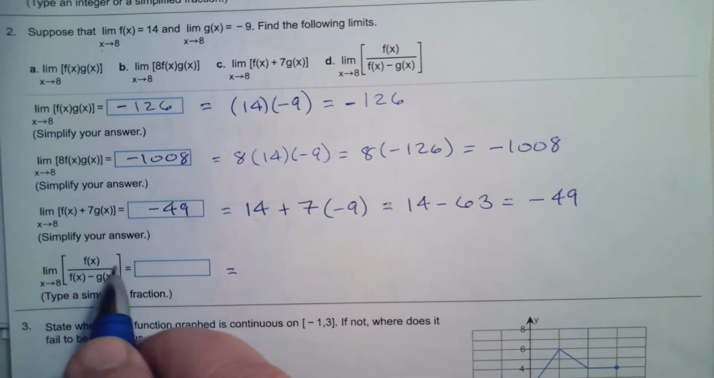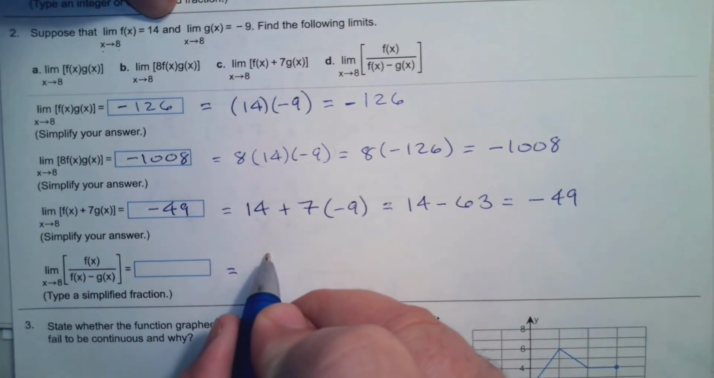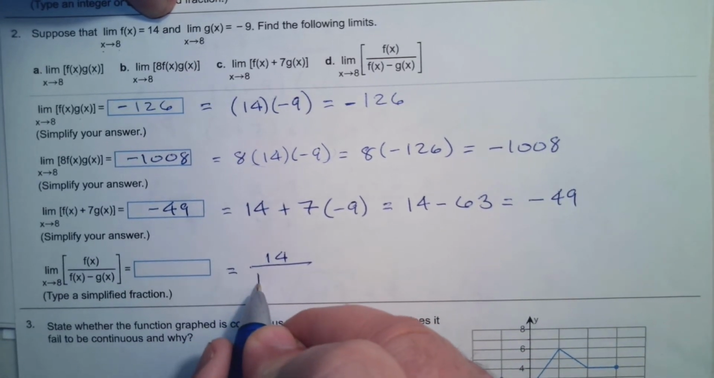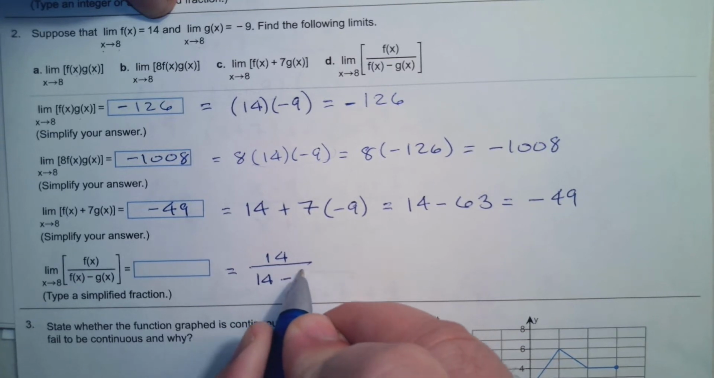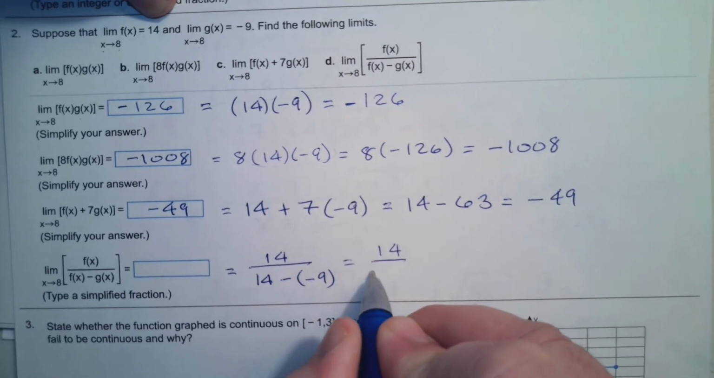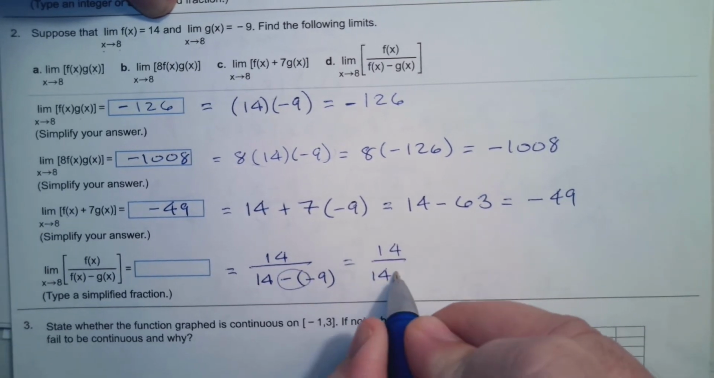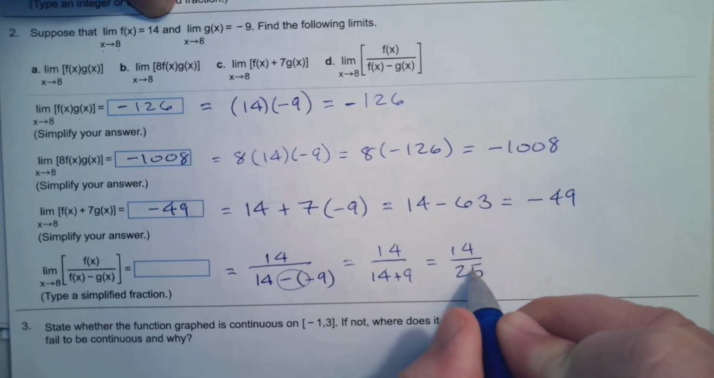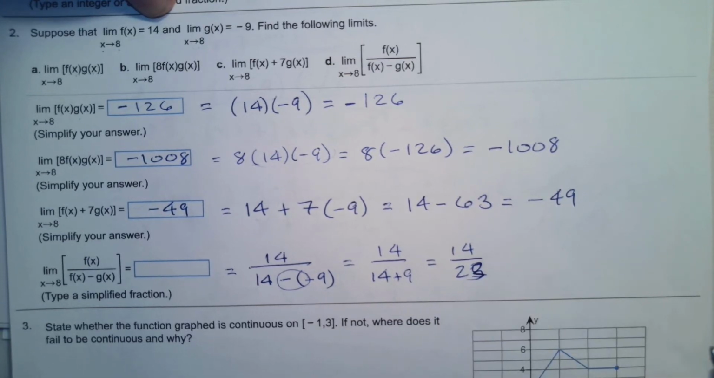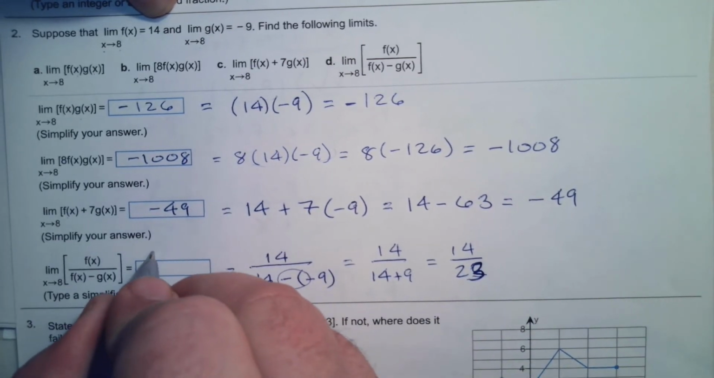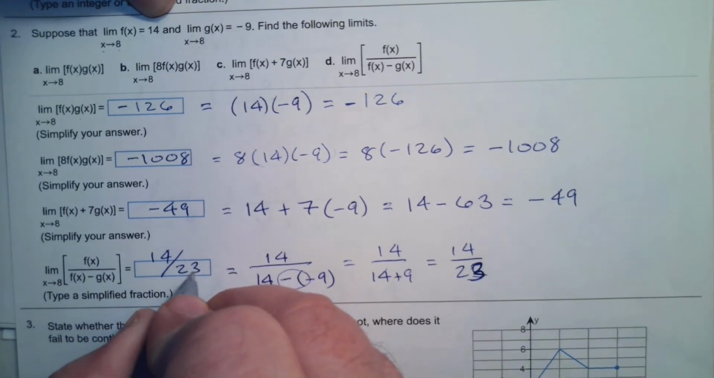All right, last one. F of x is 14 over 14 minus negative 9. This becomes a positive. 14 over 23. Prime number, so the answer is 14 over 23.